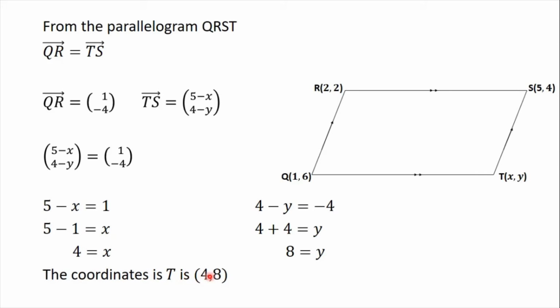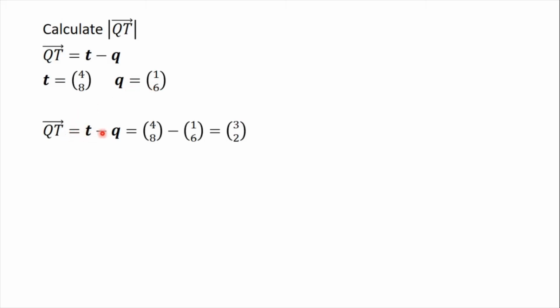The question goes on to say that we should calculate the magnitude of vector QT. To calculate the magnitude of vector QT, we first have to find vector QT. Vector QT is equal to position vector T minus position vector Q, the second one minus the first one. The components of position vector T are 4, 8. We just found that in the previous slide. And the components of position vector Q are 1, 6. So QT, which is T minus Q, is equal to 4, 8 minus 1, 6. 4 minus 1 will give us 3, and 8 minus 6 will give us 2.